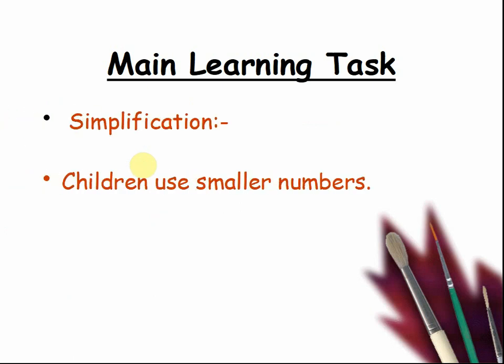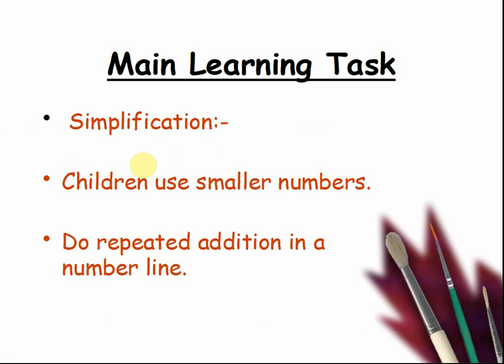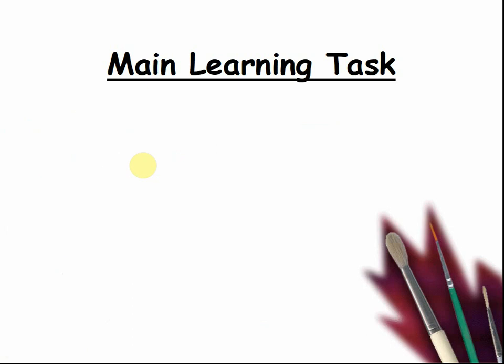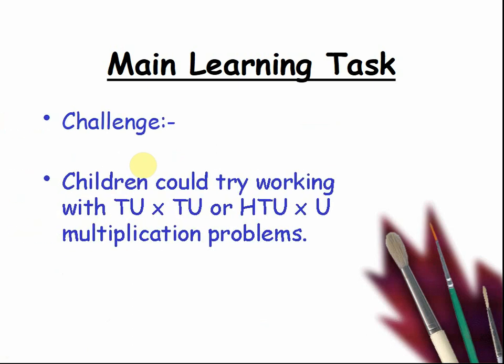Simplification. Children use smaller numbers. Do repeated addition on a number line. And a challenge. Children could try working with bigger numbers, such as TU, tens and units, times tens and units, or HTU, hundreds, tens and units, times units multiplication problems.